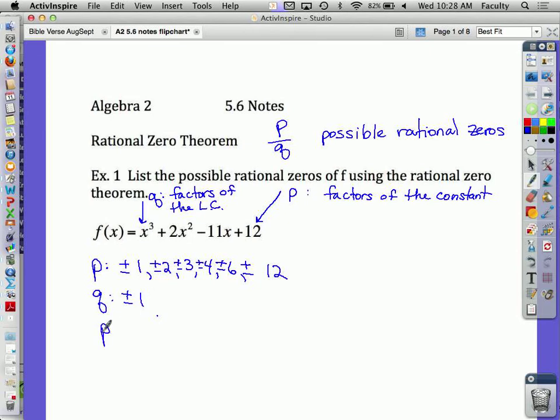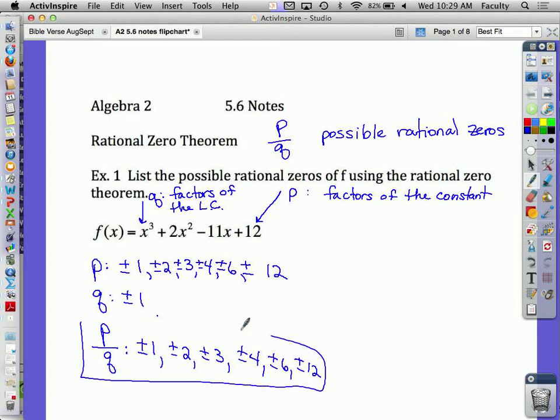Okay, so the rational zero theorem says the possibilities are all the P's divided by all the Q's in every combination. Well, if I take 1 over 1, that's still 1. If I take 2 over 1, it's still 2. 3 over 1 is still 3. 4 over 1 is still 4. 6 over 1, 12 over 1. But you do need the plus or minus symbols because we don't know which they could be.